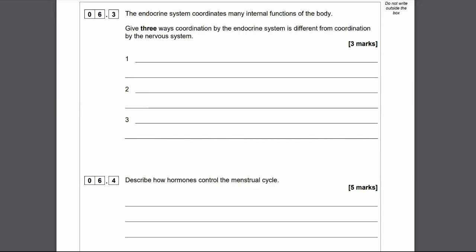Okay, describe how hormones control the menstrual cycle. And that is 6.4. Let's go.